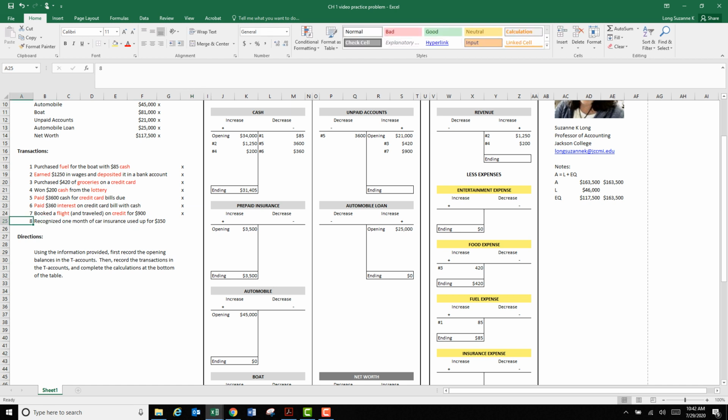All right, last one. Recognized 1 month of car insurance used up. Oh, I love that they did this because this is actually an adjusting entry. Recognized 1 month. Okay, insurance is really one thing, and used up is really another thing. I'm going to add a little clarification there. Insurance, and it was used up.